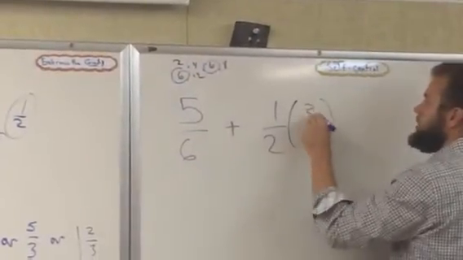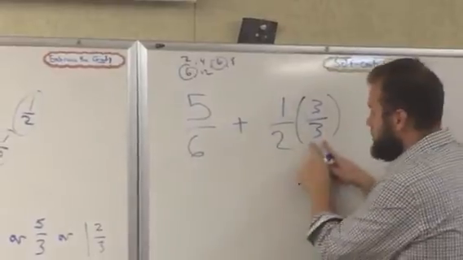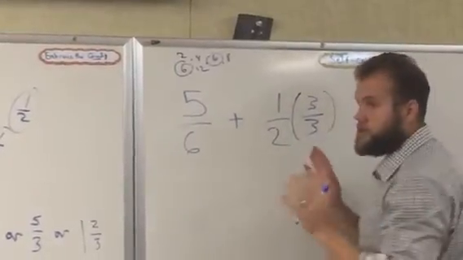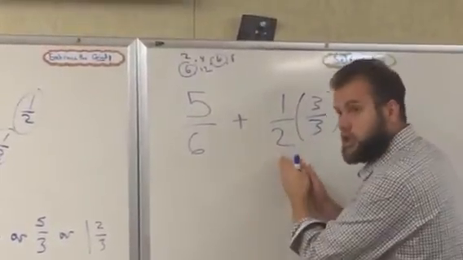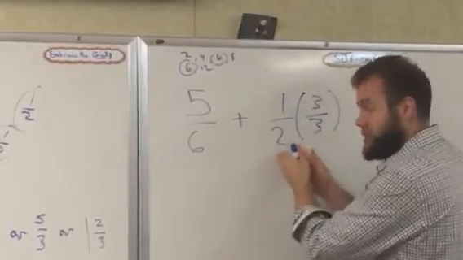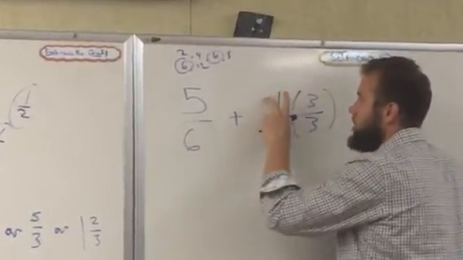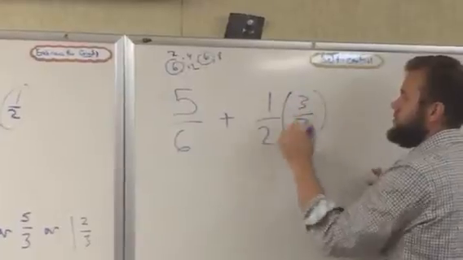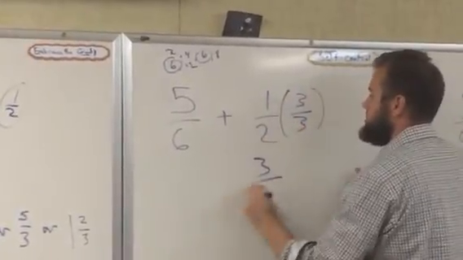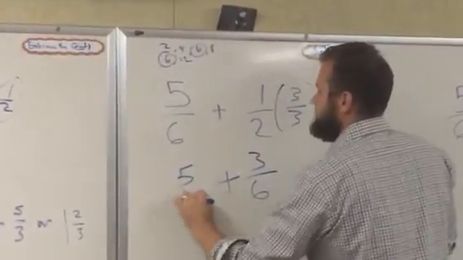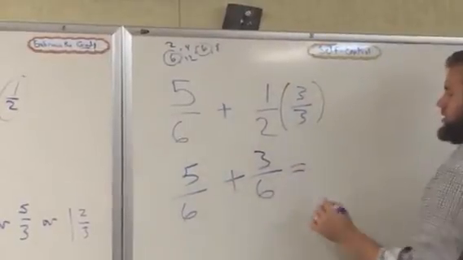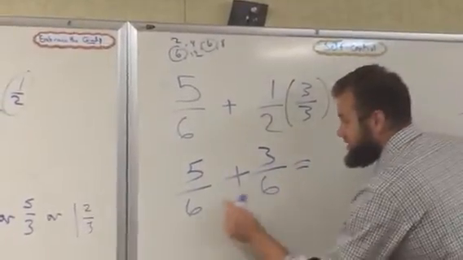I'm going to want to multiply this by 3/3. This is an equivalent fraction that equals 1. So I'm not changing the answer, I'm just changing the look. I'm not changing the question, I'm just changing the look. So instead of writing 1/2, I can write 1 times 3 is 3, and 2 times 3 is 6. 5/6 plus 3/6 is, we're going to keep these the same.